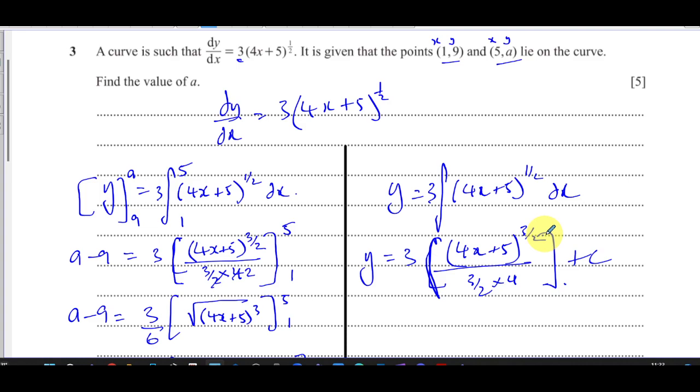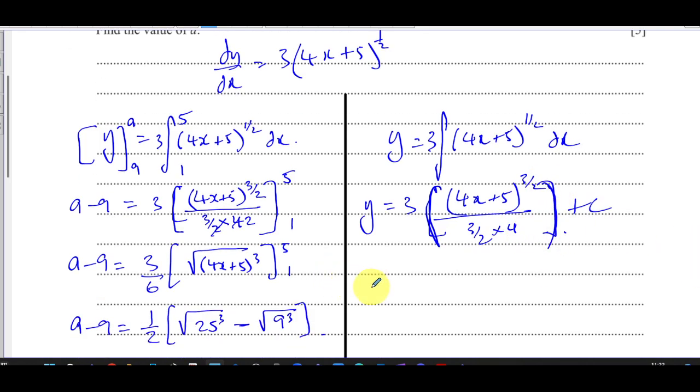You don't have to put the square brackets here, just normal brackets. Okay, so I'll put plus c now. Let's just simplify this first. So you have y equals, again, this cancels with that, leaving you with 2. You have 3 over 6, which is a half, times (4x plus 5). So you can write this as a half times the square root of 4x plus 5, cubed. And I don't need the bracket now because it's half times all of that. But you have your plus c.